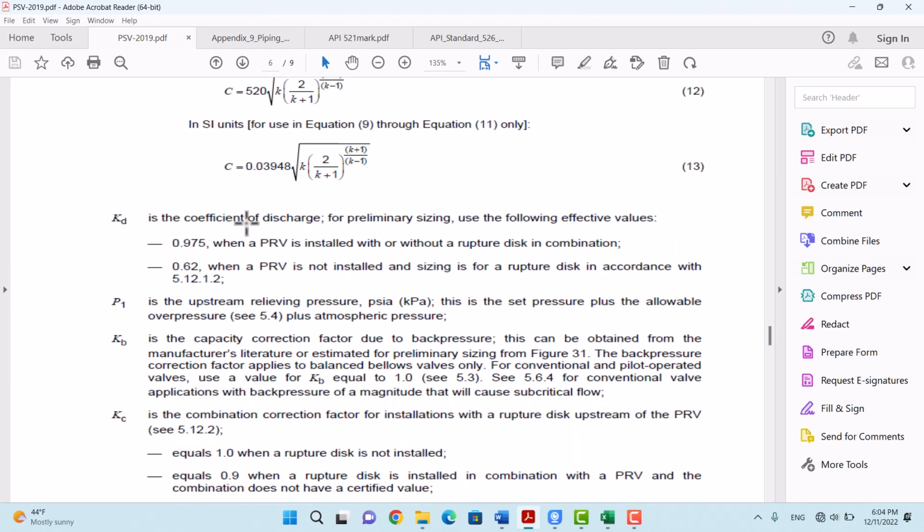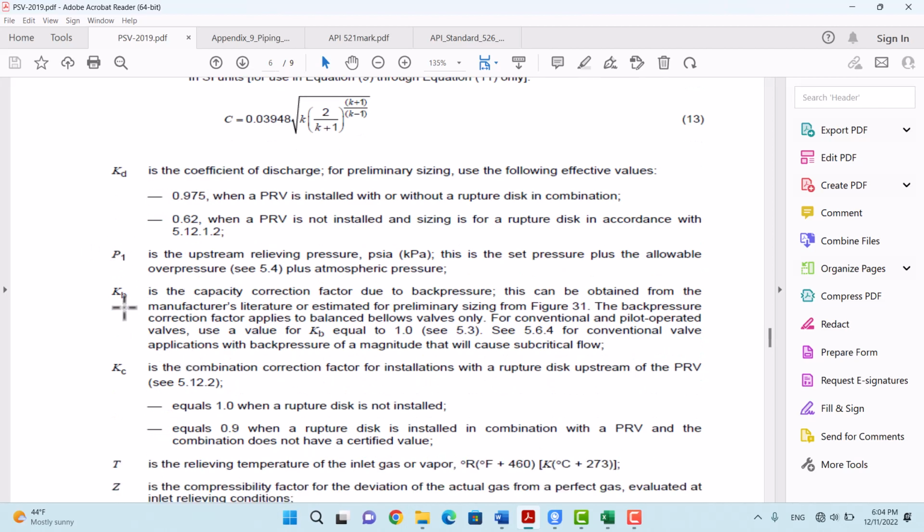Kd is the coefficient of discharge. For preliminary sizing, use the following effective values: 0.975 when a PRV is installed with or without a rupture disc in combination, and 0.62 when a PRV is not installed and sizing is for rupture discs in accordance with these sections. Since we install a PRV, 0.975 is selected as the value for Kd.